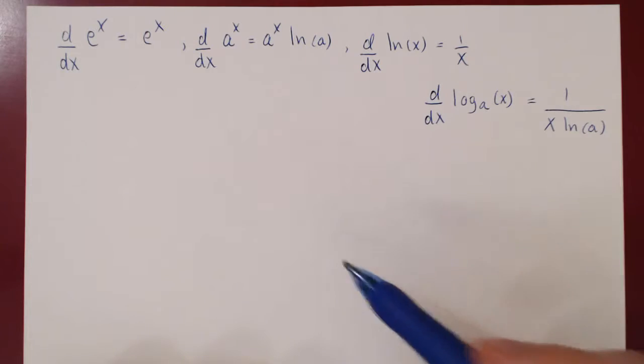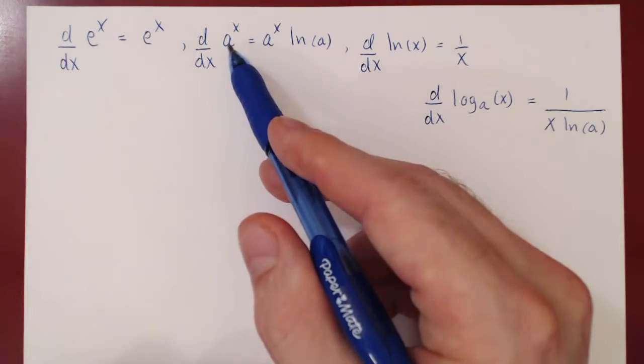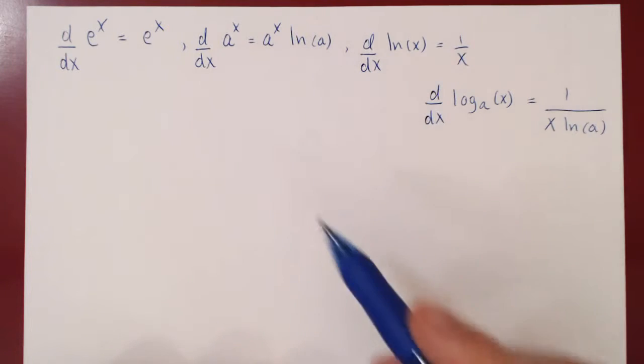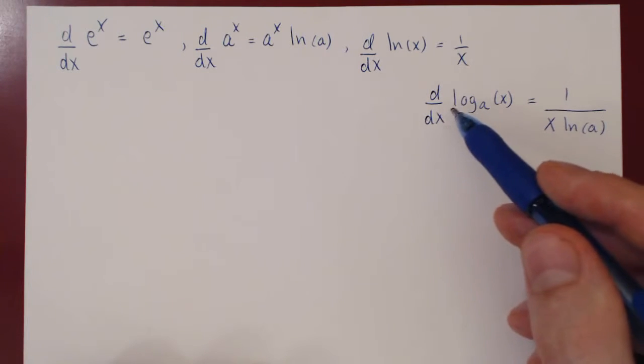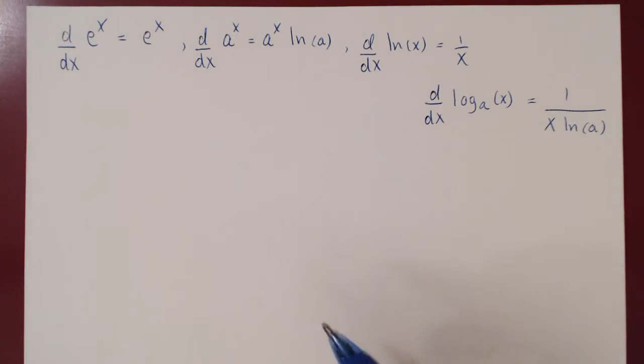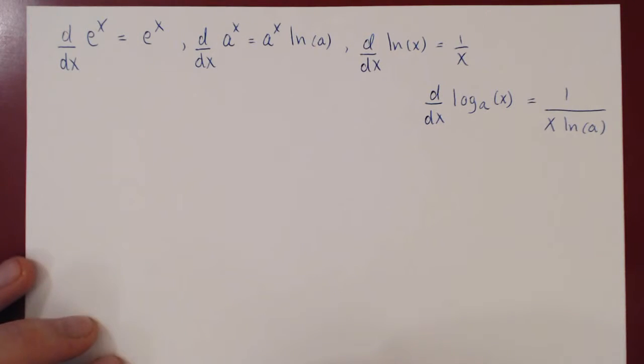The only difference when you have a change of base: the derivative of any exponential function is the function itself times the ln of the base. The derivative of any logarithmic function is 1 over x times the ln of the base. Let's consider a few examples involving our basic rules of differentiation and logarithmic and exponential functions. Let's start with a few examples of the chain rule.